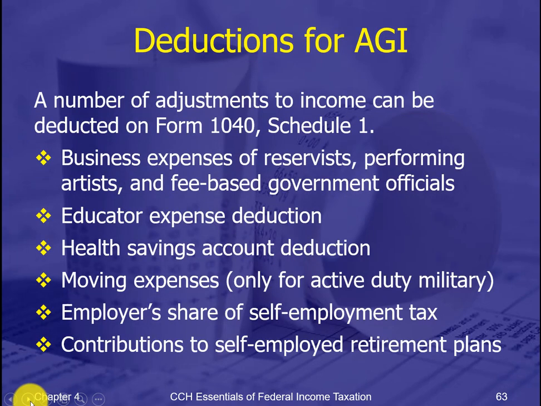Some deductions for AGI. This is now a separate schedule, Schedule 1, not on the Form 1040, but a separate schedule. Notice that first one is very narrow: business expenses of reservists, performing artists, and fee-based government officials. That's it. Everybody else, no go. Educator expense deduction is for buying supplies if you're a K through 12 teacher, and it's only up to $250, so it's not a lot of money.